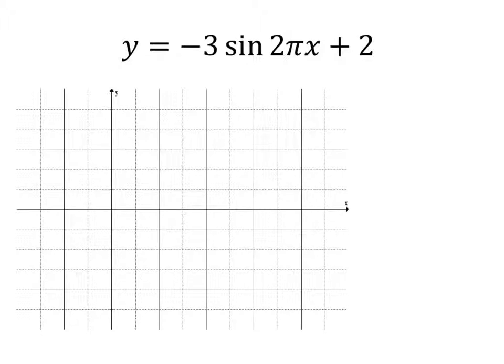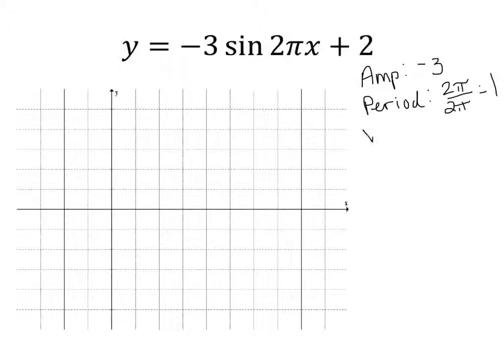So what I need to see, you must list what the amplitude is. And in this case, the amplitude is -3. You must list what the period is. It's 2 pi over b. In this case, b is 2 pi, so the period is 1.